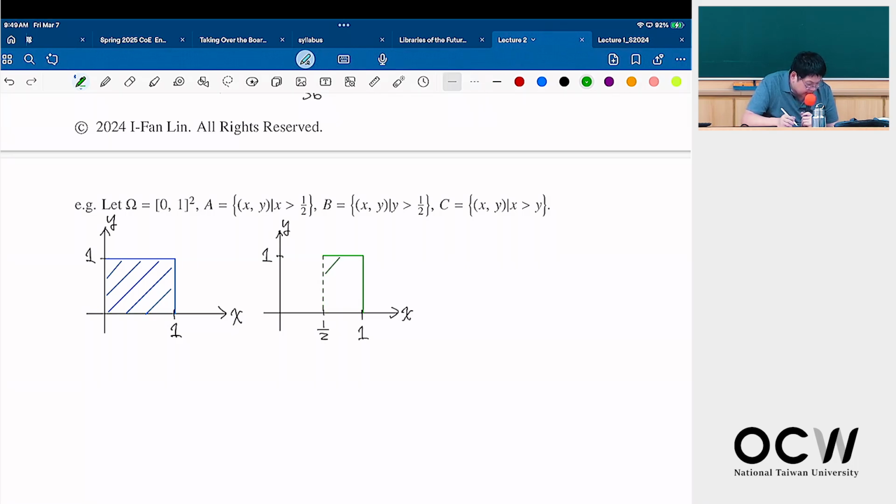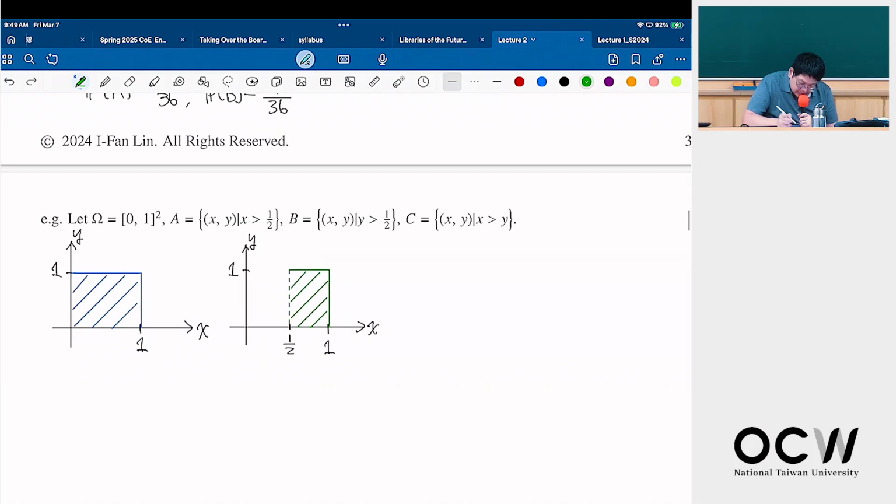Okay, this area. And for B, y is greater than 1/2. Here's 1, and here's 1/2. 2, 1. Then let's have maybe purple.